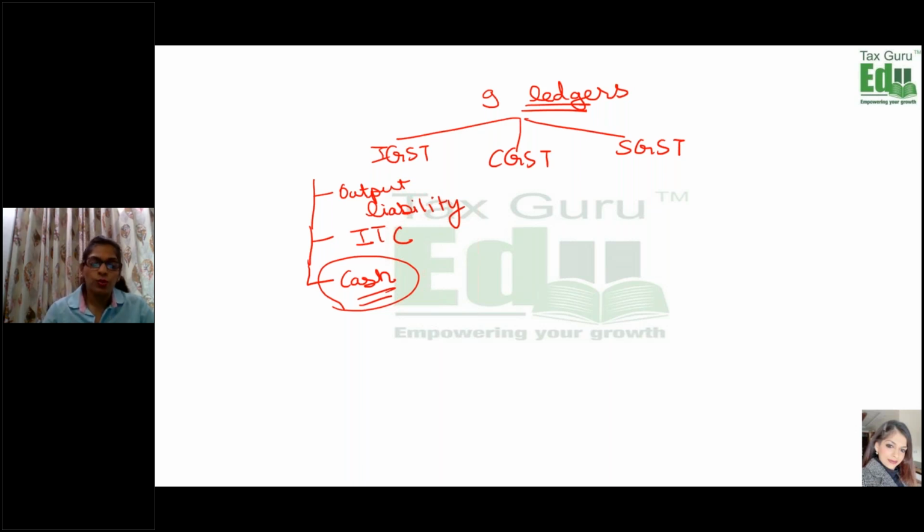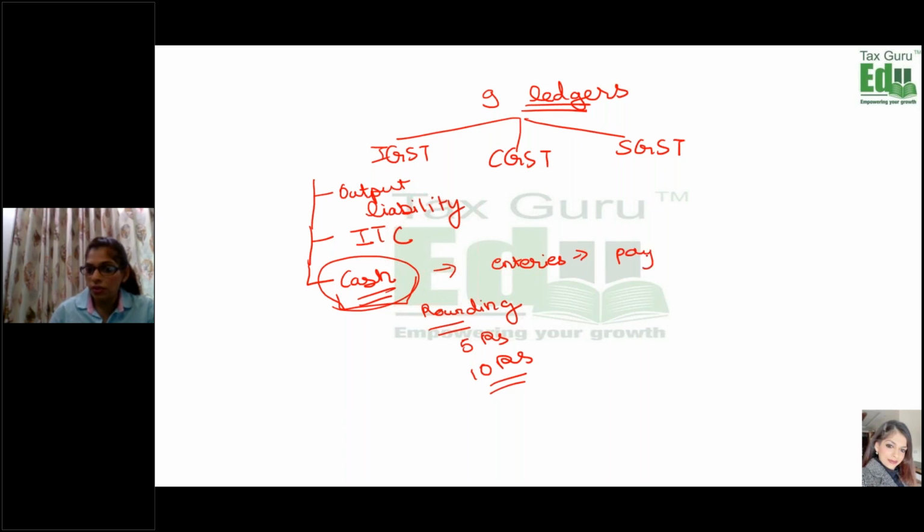Why is this so? On the GST portal, some rounding happens. Or last time you might have deposited 5 rupees extra or 10 rupees extra on the portal, which you haven't accounted for in your books of accounts. So if you maintain this cash ledger properly, you will be maintaining the entries of payment made, directly.